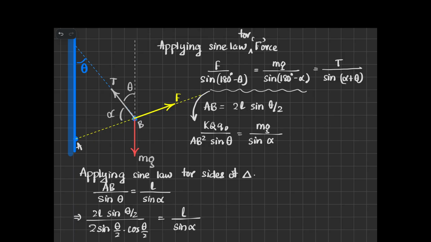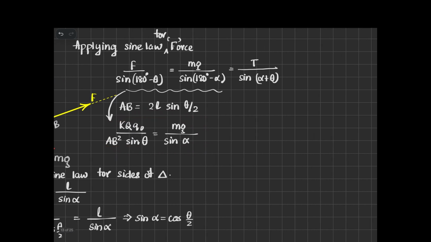Now see here again, this L term gets cancelled, the 2 term also gets cancelled, sin theta by 2 and sin theta by 2 get cancelled, we get cos theta by 2 here and sin alpha here. So this equation gives us sin alpha equals cos theta by 2. So we will use this equation in our original equation which was relating the two forces. Now let's apply these two equations. So we'll try to solve it.